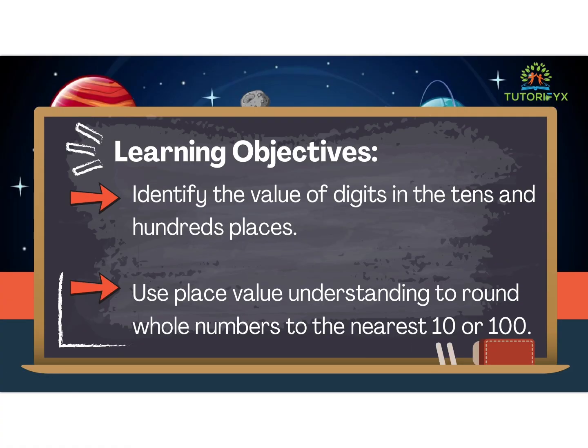Learning all about rounding. Here are our objectives. We're going to identify the value of the digits in the tens place as well as the hundreds place. And then we're going to use place value to understand how to round whole numbers to the nearest 10 and hundreds. Let's jump into it.